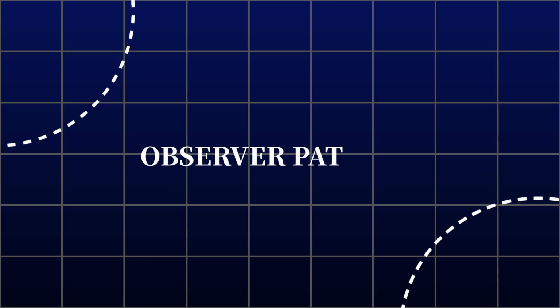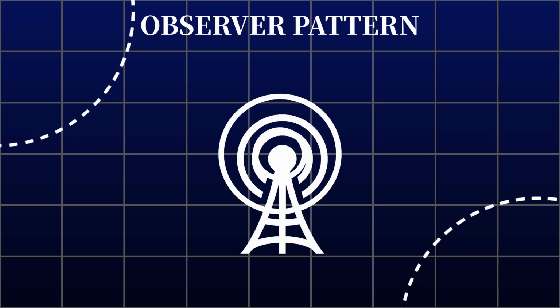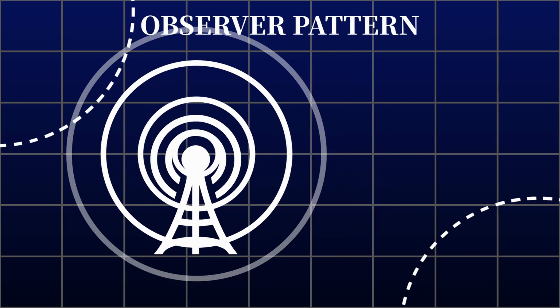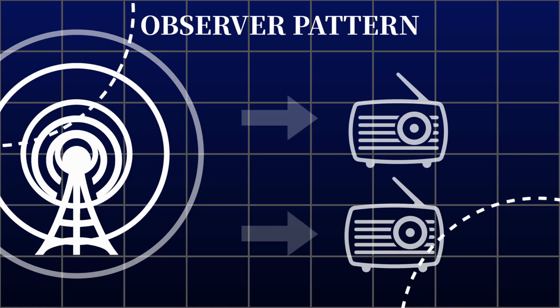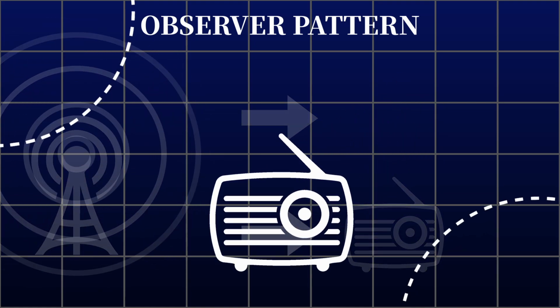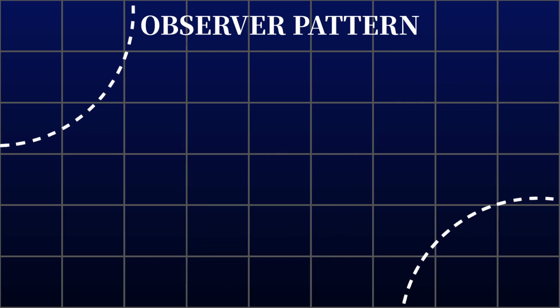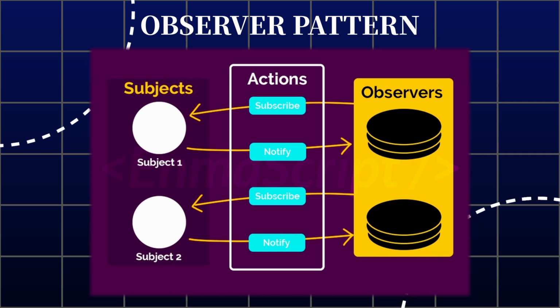Before we continue, let's quickly understand what the observer pattern actually is. Imagine a radio tower broadcasting a signal. Any radio tuned into that frequency will automatically receive the broadcast. The tower doesn't need to know about the radios, it just sends a signal. And the listeners respond. That's exactly how the observer pattern works. You have a subject that emits events, and multiple observers listen and react whenever those events occur.